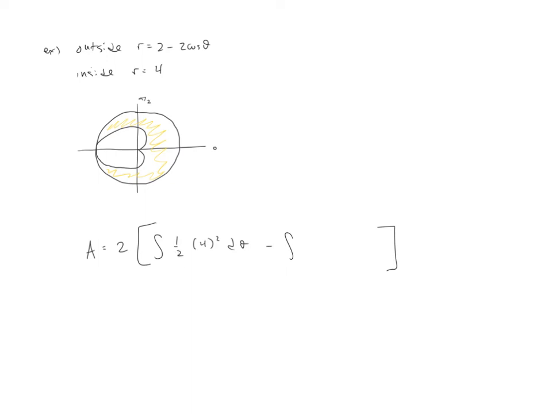So my 1/2 r squared d theta would be the big, the whole circle. And then I've got the little, which would be the cardioid itself. I want to subtract out that part that I don't want. So that's going to be a 1/2, and my r squared in this case would be (2 minus 2 cosine theta) squared, d theta. So again, 1/2 r from up here squared d theta.